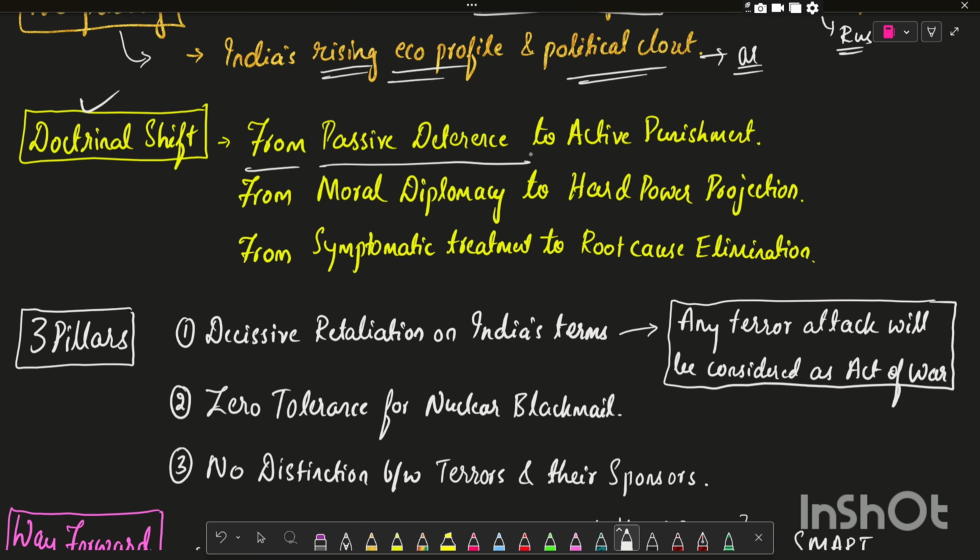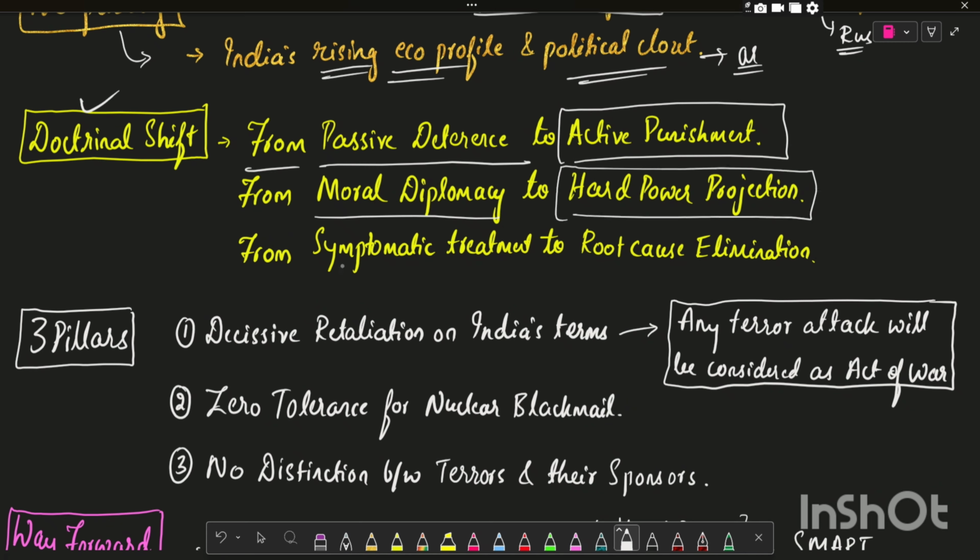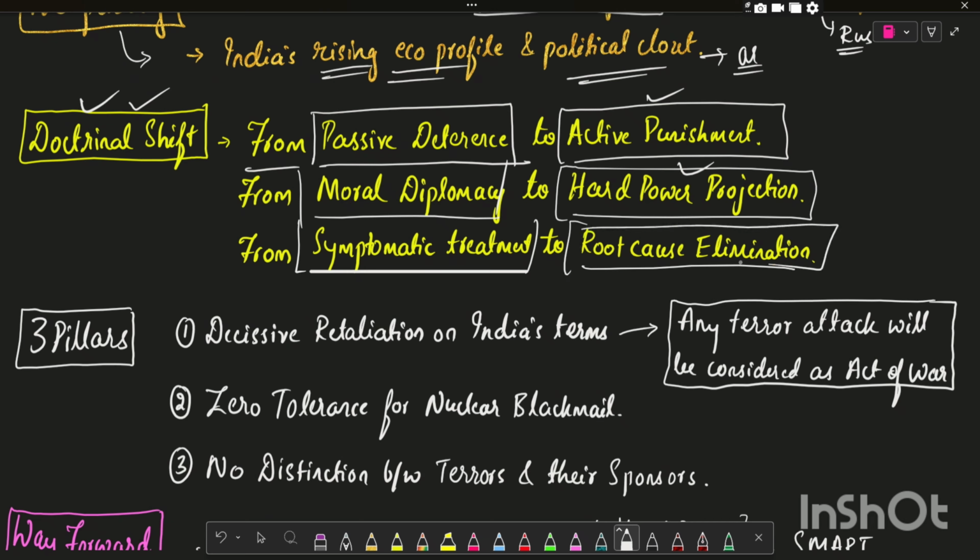shifted from passive deterrence to active punishment, from moral diplomacy to hard power projection through traditional military force, and from symptomatic treatment to root cause elimination. I repeat, the doctrinal shift of Indian foreign policy towards Pakistan shifted from passive deterrence to active punishment, from moral diplomacy to hard power projection, from symptomatic treatment to root cause elimination.